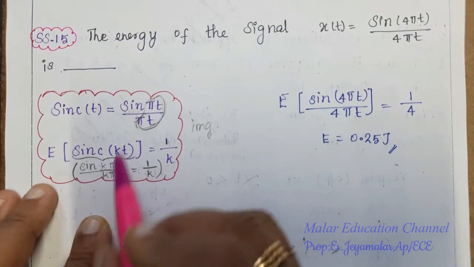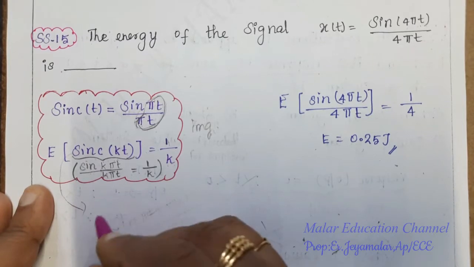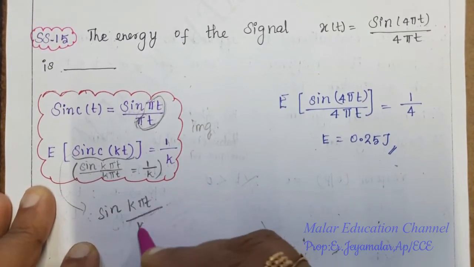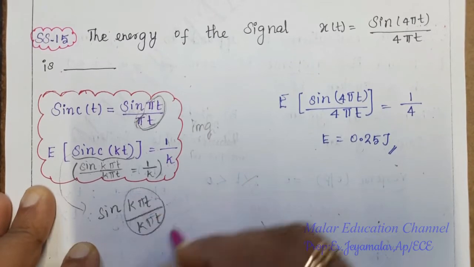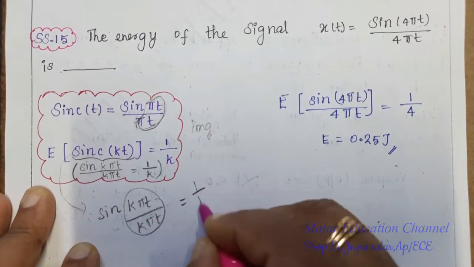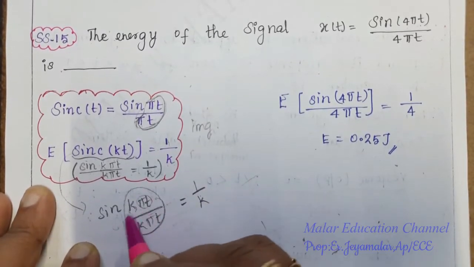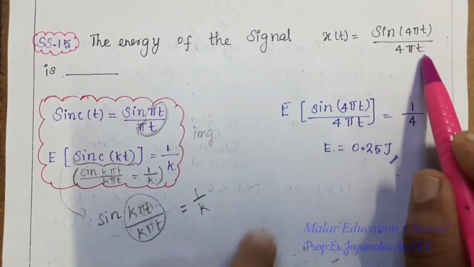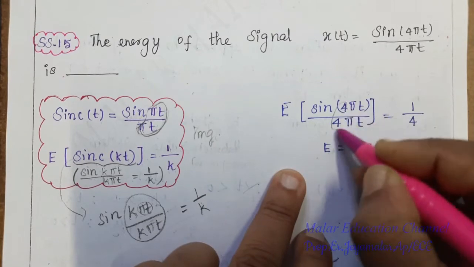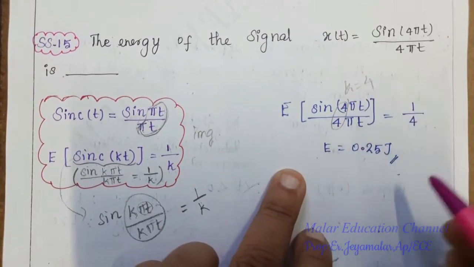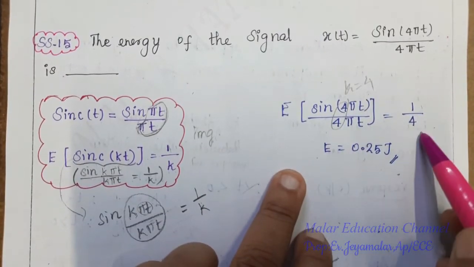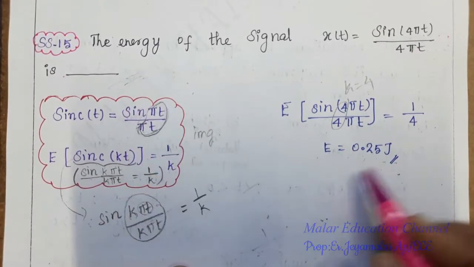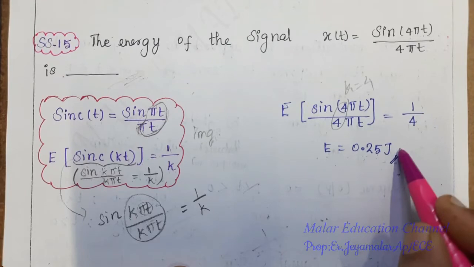Here k, right? A sinc function can be written as sin of k pi t divided by k pi t, because both the terms are equal. The energy formula is 1 by k, where k is the constant. Similarly, here the given function is sin 4 pi t divided by 4 pi t. So this is the k value, isn't it? K equals 4. The answer is 1 by 4, which is 0.25 joule. This is a one word question. So hence the answer is E equal to 0.25 joule.